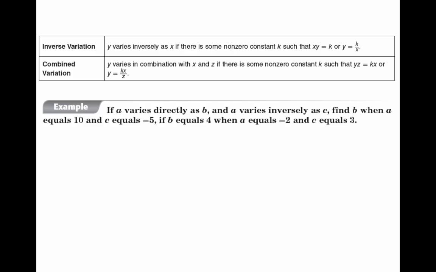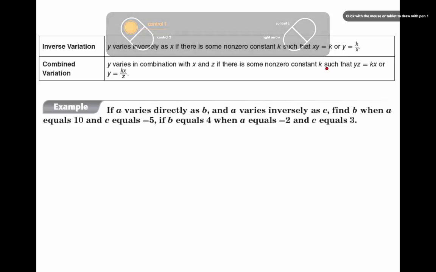Okay, next we're going to do combined variation. Y varies in combination with x and z, so something's going to be multiplication, something's going to be division, so you've got to be careful with that.